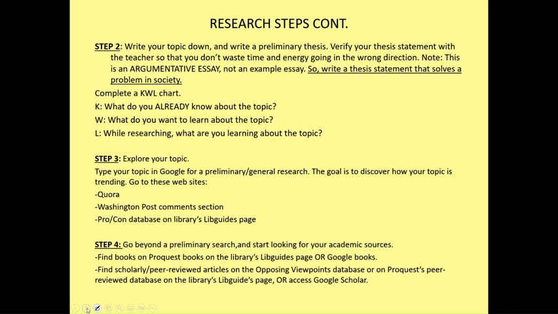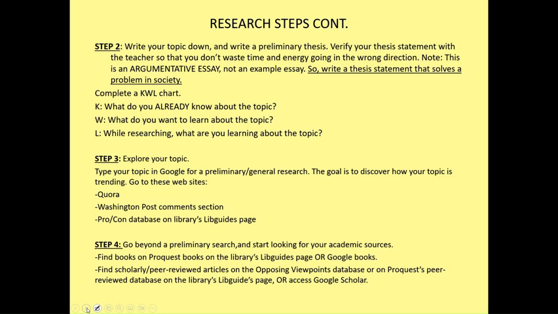Then step two, write your topic down and write a preliminary thesis. You guys, before you start writing your full paper, always verify your thesis with the teacher so you're not wasting all of your time. Because if I tell you, yes, that's a good thesis statement, you can go ahead and start writing your paper. That's the biggest part of your essay, just making sure you solidify your thesis, okay? So write a thesis statement that solves a problem, like I said before, in society.